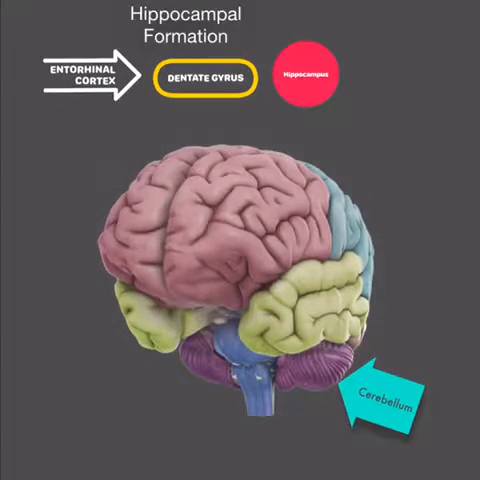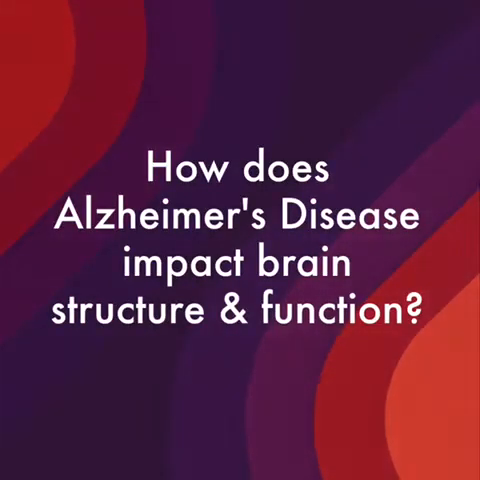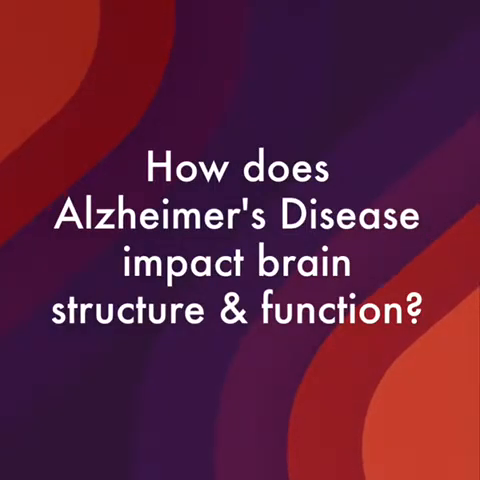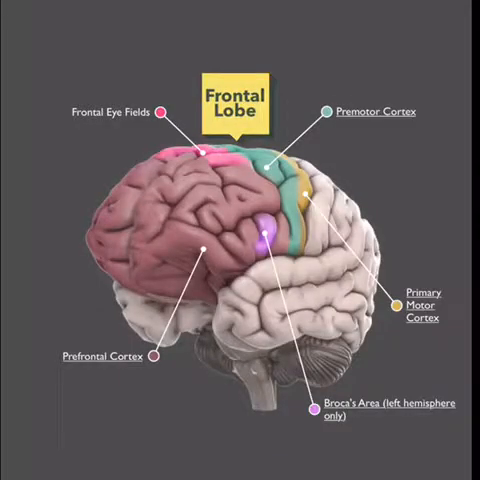So in addition, we're going to be talking about the cerebellum, which are those two small purple sections at the back of the brain, and we're also going to be talking about hippocampal formation, which is a structure within the limbic system. Some of its main features include the entorhinal cortex, the dentate gyrus, and the hippocampus. So as we go through, I'm going to start asking questions about how Alzheimer's disease impacts the structure of the brain.